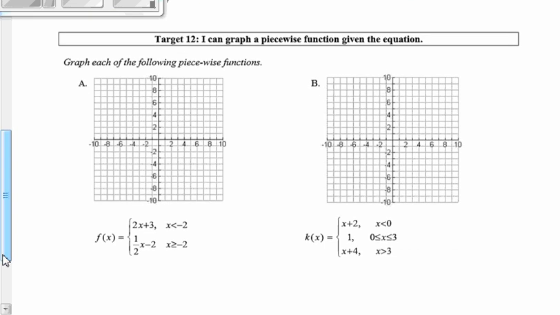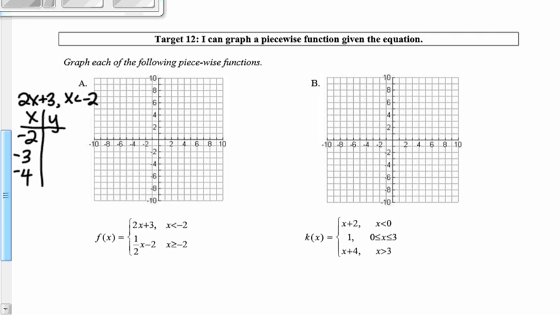All right, so in Target 12, we're graphing piecewise functions. I like to do this from tables. So I make a table for each line in the equation. So I have 2x plus 3, x is less than -2. So here's my table for that part. I'm going to start it at -2 since it's the number in the inequality. And it says x is less than -2, so I'm going to choose some numbers that are less than -2. Then I'm going to plug them into the equation and see what I get out.